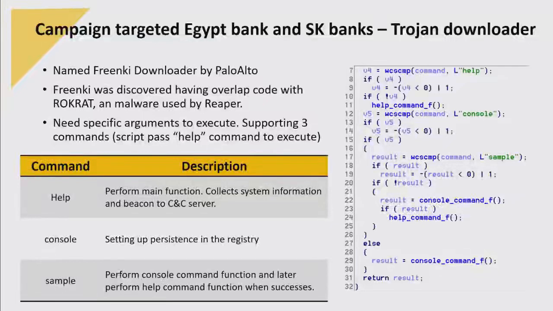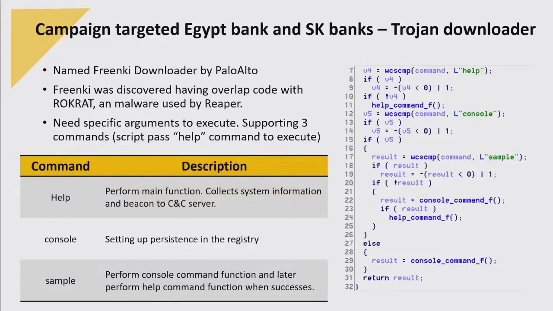So the first one, Trojan downloader, is also named Frankie by Palo Alto. This Frankie downloader was discovered having overlapping code with another malware called Rockrat, which is a malware attributed to the Reaper group. This downloader needs a specific argument to execute. It supports three kinds of commands.